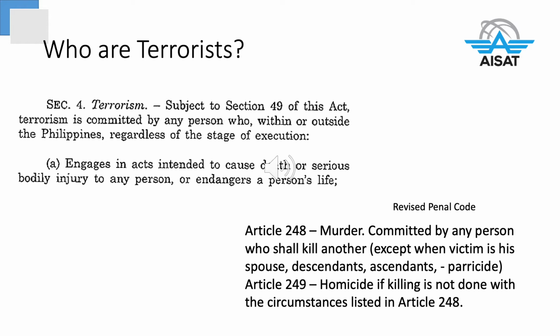What is the difference? Because both cause death or are intended to cause that death or serious bodily injury or endanger a person's life. Does it sound confusing to you whether you would accuse a person as a murderer, as a person who committed homicide, or as a terrorist if I just give you these two definitions? So there, our definition of terrorism becomes a bit unclear.